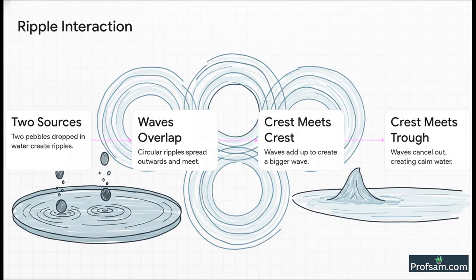When the top of one wave, its crest, meets the crest of another, they add up to make a much bigger wave. But what happens when a crest meets a trough, the bottom part of a wave? Well, they just cancel each other out, and for a moment, the water becomes perfectly flat right there.